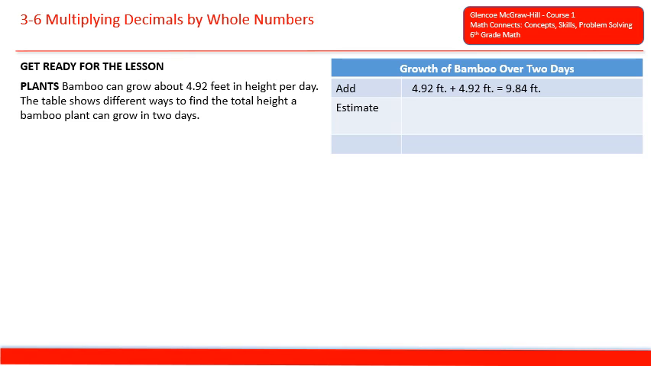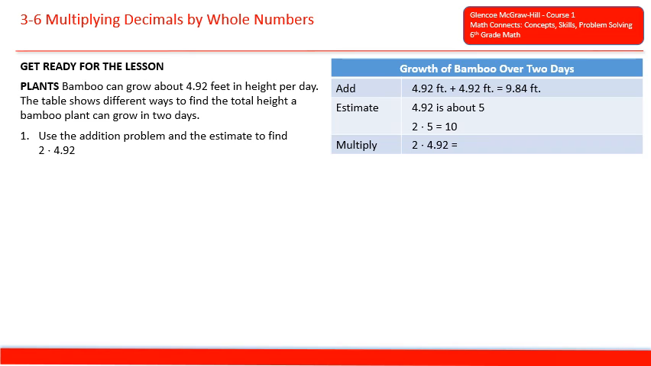We could estimate: 4.92 is about 5, so 2 times 5 is 10. And we can multiply 2 times 4.92, and if we use the addition problem and the estimate to find 2 times 4.92, we get 9.84.